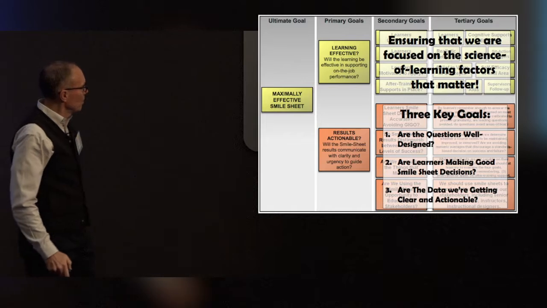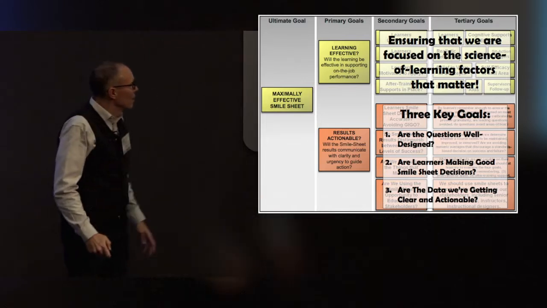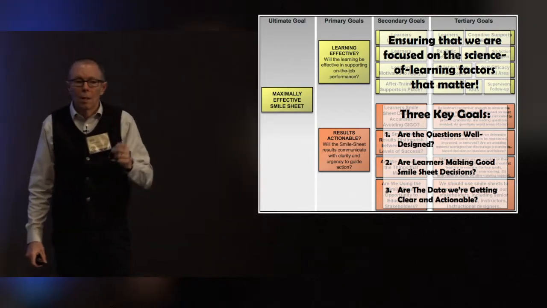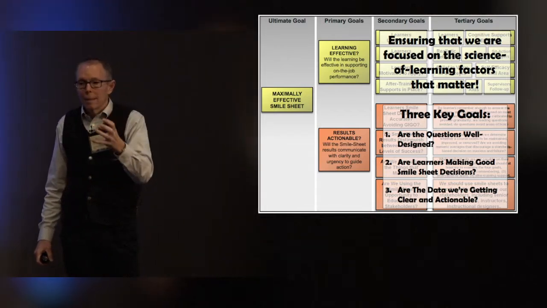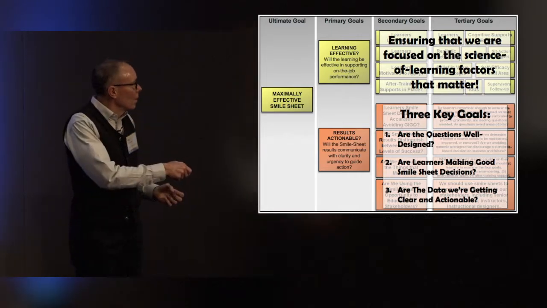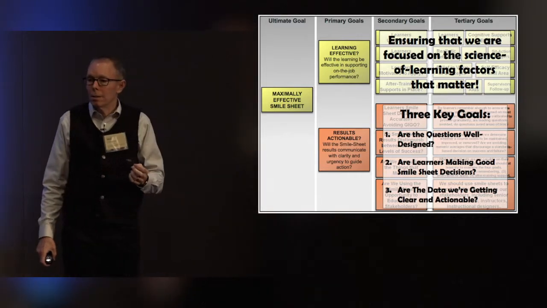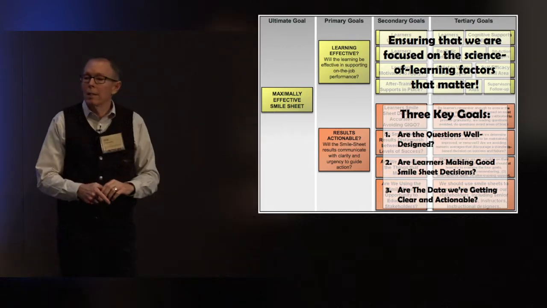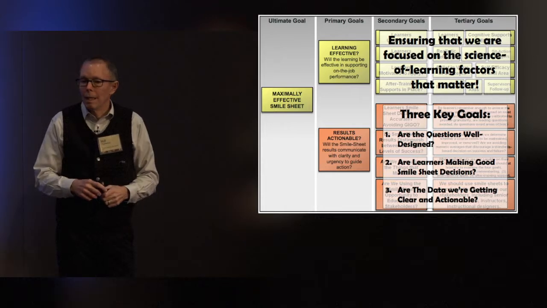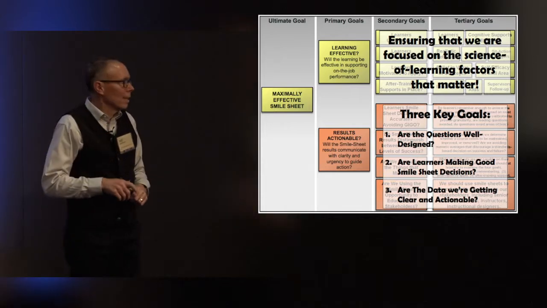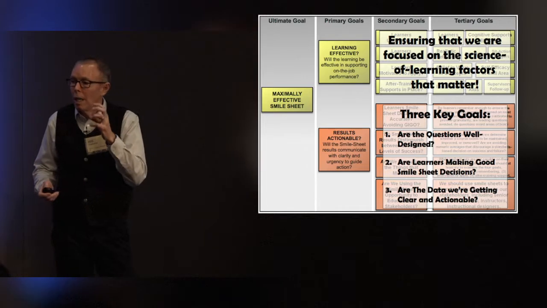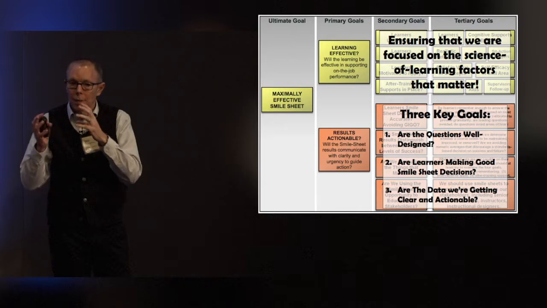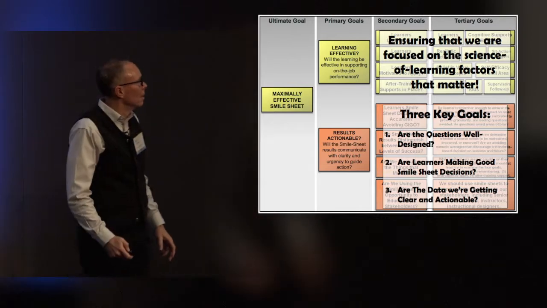Now the results are actionable. And that's even more too much information. Okay, but basically three things. Are the questions well designed? Are they clear? Do they avoid bias? Number two, are the learners making good smile sheet decisions? Are we supporting them in that? And number three, is the data we're getting clear and actionable? And to be specific about that, does the data go beyond my course is a 4.1? Because that's fuzzy. I'm not sure what that means.